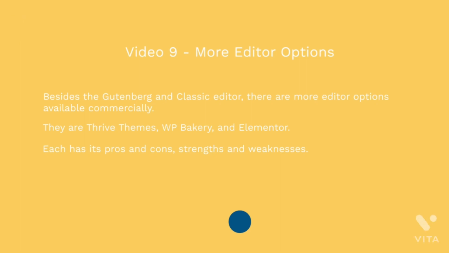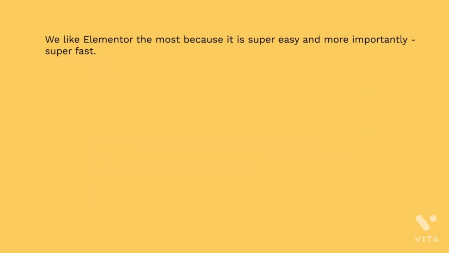So you saw Gutenberg. Most of these are very similar to Gutenberg and they utilize blocks, but they just look a lot nicer and they have a lot more options. So that's really the main difference. We like Elementor the most because it's super easy and, more importantly, super fast.